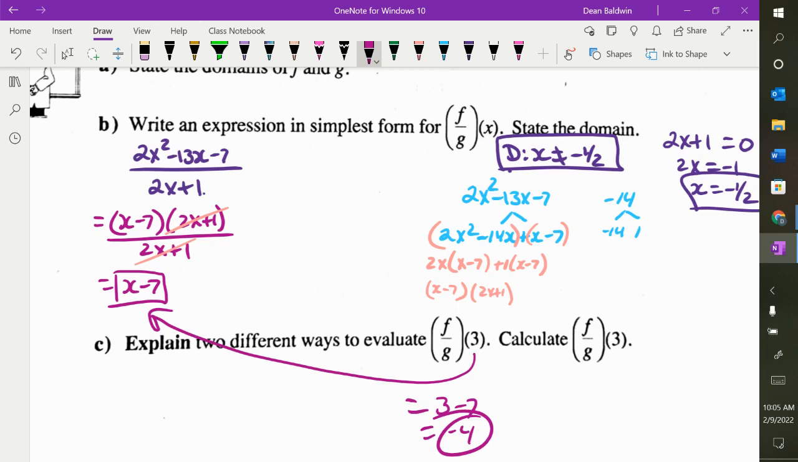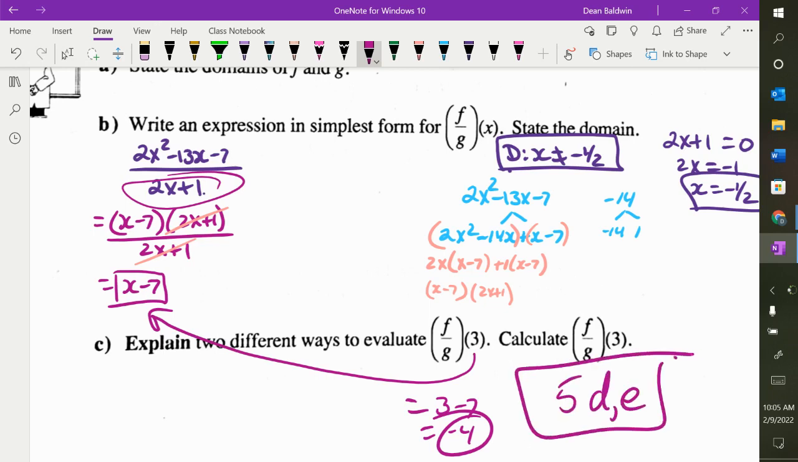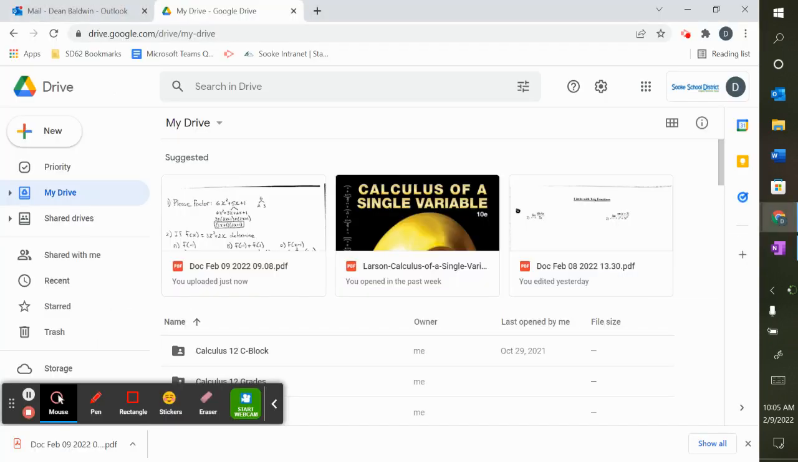Okay? Basically just factor and cancel. Whatever makes the denominator 0 is your domain restriction. And simplify. That's it. All I want you to do is 5D and E. And then we're basically done. Tomorrow will be a review block.